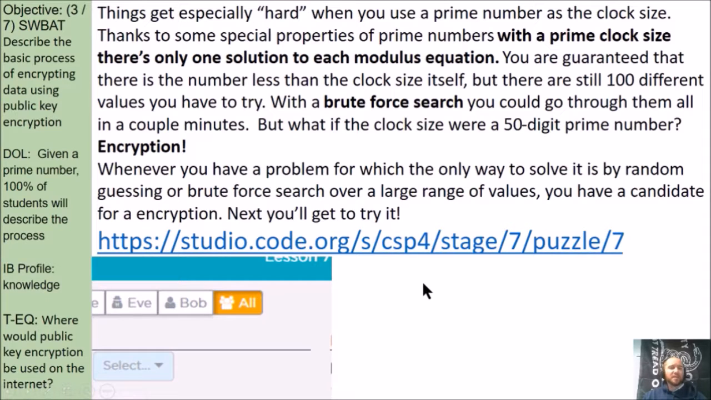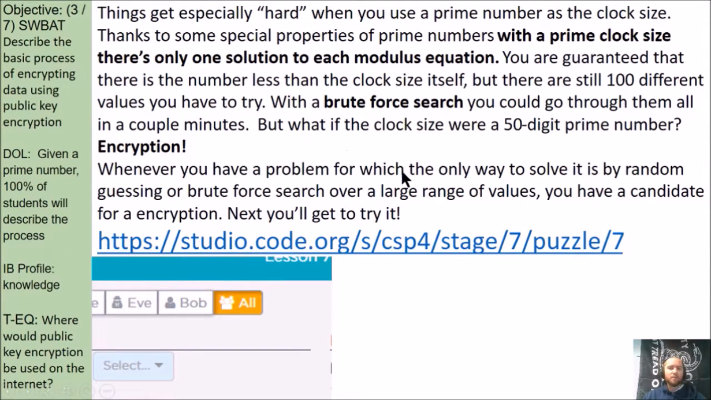Okay, so here's where things get especially hard. And they are especially hard when you use prime numbers as the clock size. Thanks to some special properties of prime numbers, with a prime clock size, there's only one solution to each modulus equation. With a brute force search, you could go through all of them in a couple minutes, but what if the clock size were a 50-digit prime number? That's when you have encryption.